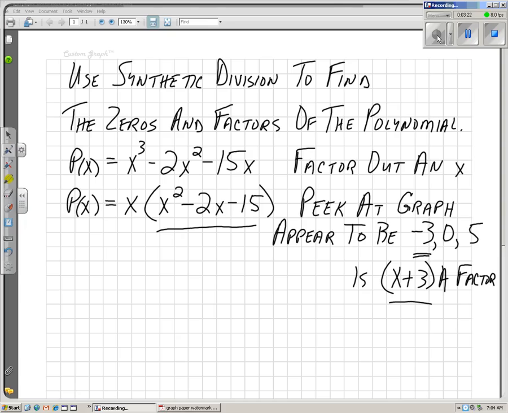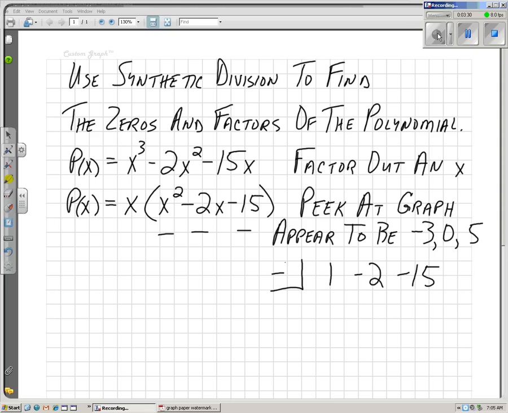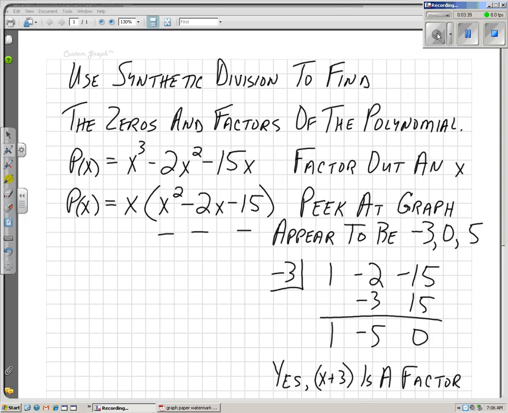So let's test it. I have my 1, my -2, and my -15 from my polynomial, and I'm going to test the root, the zero of -3. I want to see if it goes in evenly. And it does. It has a 0 remainder. So now I know, yes, x plus 3 is a factor. So let's rewrite our polynomial as multiplication, as a product of its factors. All right, our polynomial p. We had that x out front. That was our first factor.